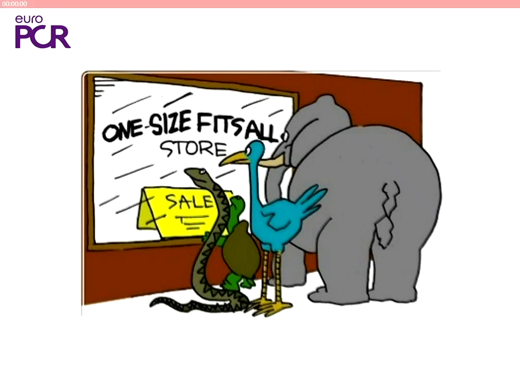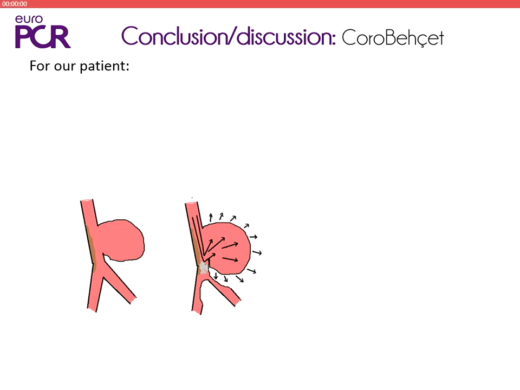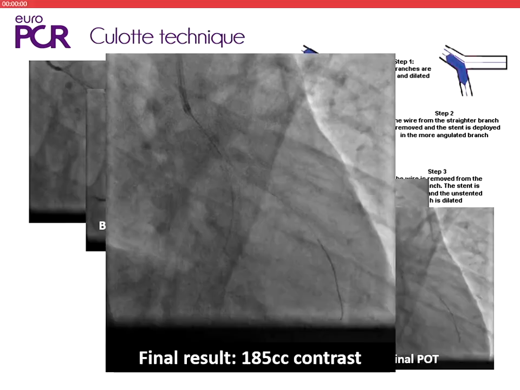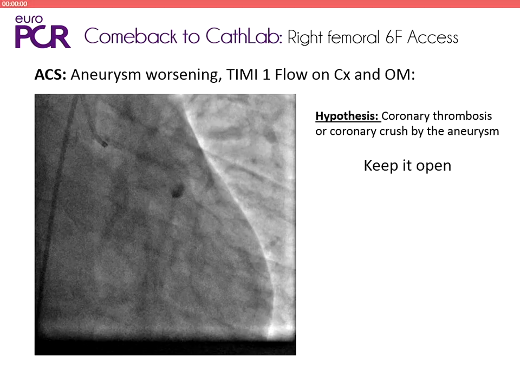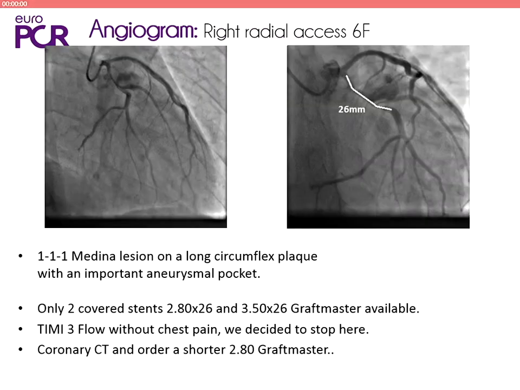Yeah, please. If you are going to use the graft master, which branch are you going to sacrifice? If I can show you the first angio, for me, I will sacrifice the obtuse marginal, because the territory of the circumflex is bigger.